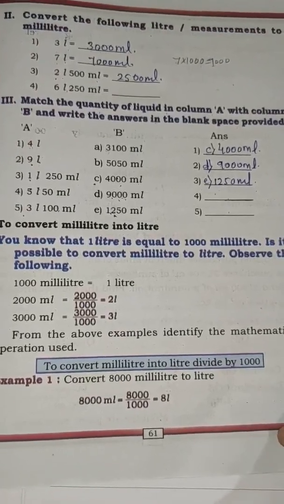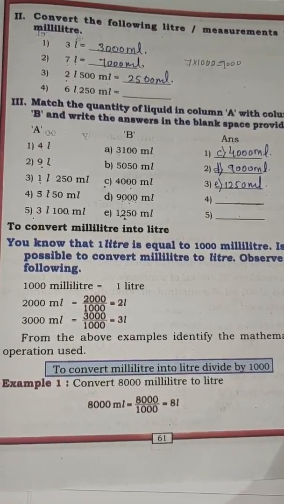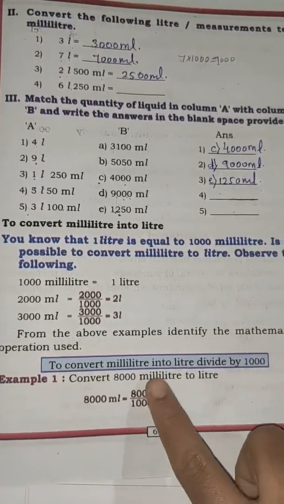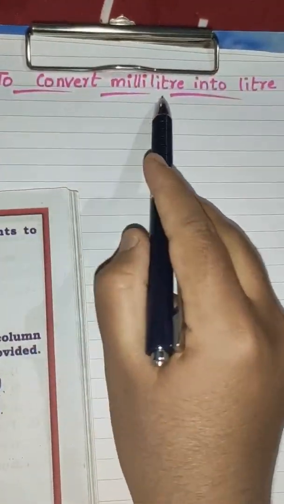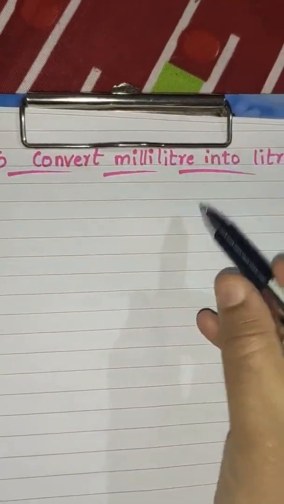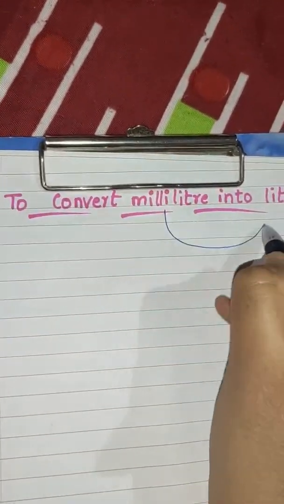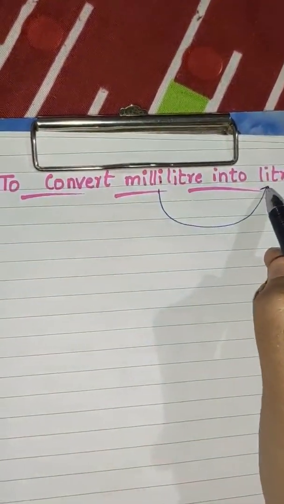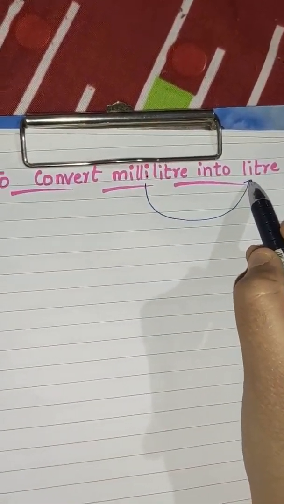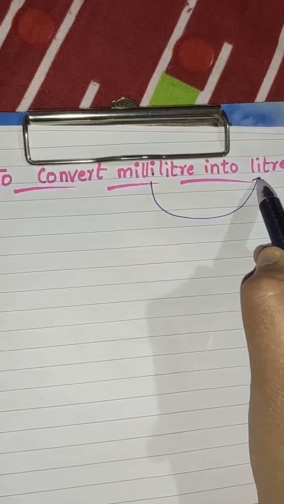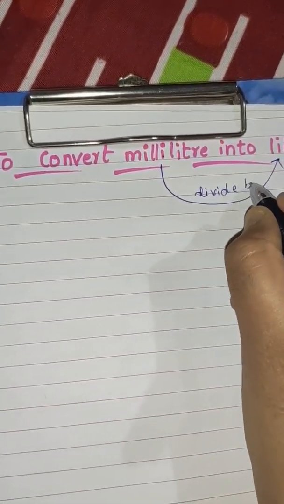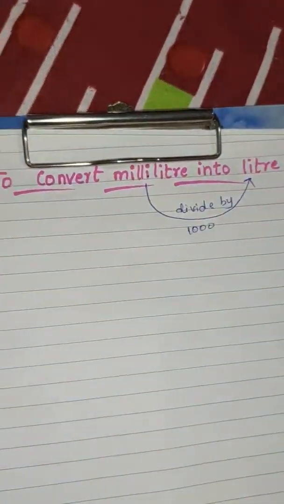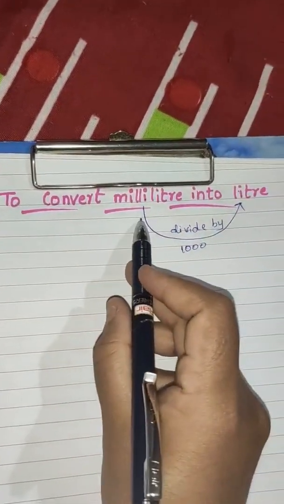Now children, we will move ahead with another topic of this lesson, that is to convert milliliter into liter. To convert milliliter into liter, you have to divide it by 1000. So to convert liter into milliliter, what have we done?